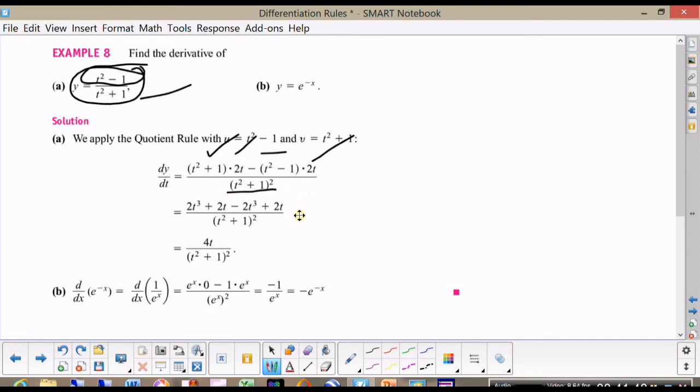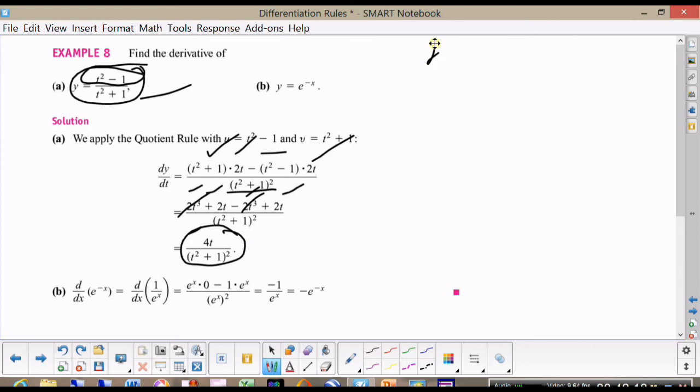Now, multiplying this out, you get 2t cubed plus 2t minus 2t cubed plus 2t. The t cubed terms cancel, and you get 4t divided by t squared plus 1 squared. So this is the answer for the quotient rule.